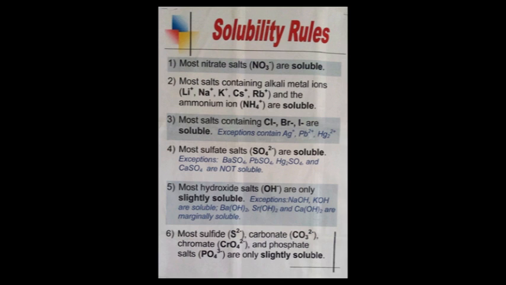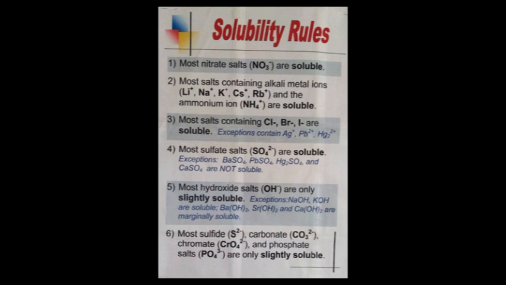So your first rule that you guys can see is nitrates. Basically, if you see a substance that has NO3 in it, it's going to be soluble. Nitrates are extremely soluble. So you won't have many precipitates that have nitrate. In fact, I can't think of any. The second rule is if you have a compound that contains alkali metals, so that first row in the periodic table, lithium, sodium, potassium, cesium, and rubidium, and also the ammonium ion, NH4. Those are usually soluble. All right, so most alkali metals, the first column, are soluble.